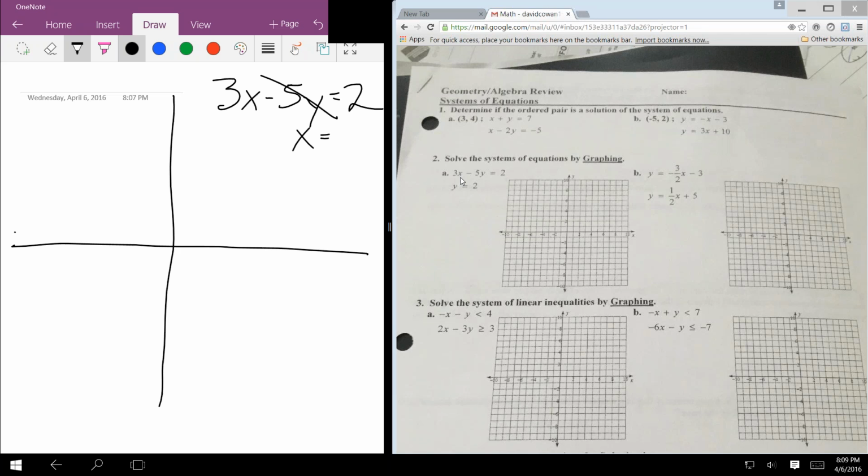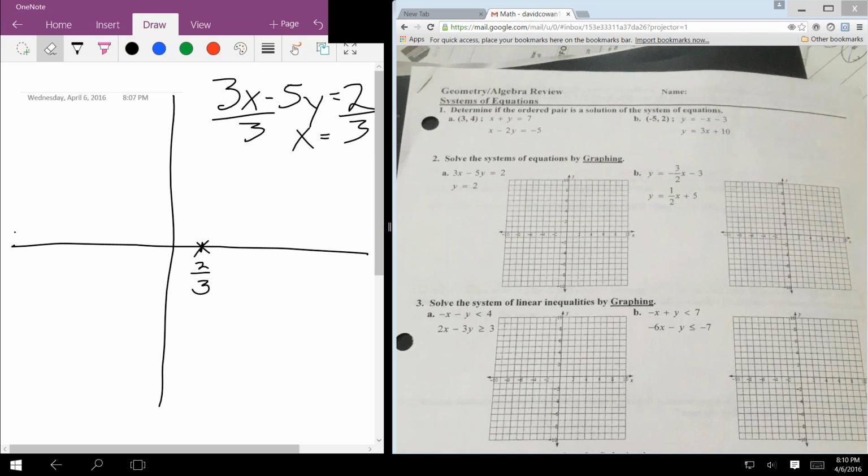And now I'm going to divide. Always remember, you're going to do the inverse of what that number is doing. That number is currently a multiplier, so I've got to divide both sides by 3 to get rid of it. Okay. That's your x-intercept. So I go down here to the point 2/3, and I know my line goes through that point. Now let's figure out the y-intercept.